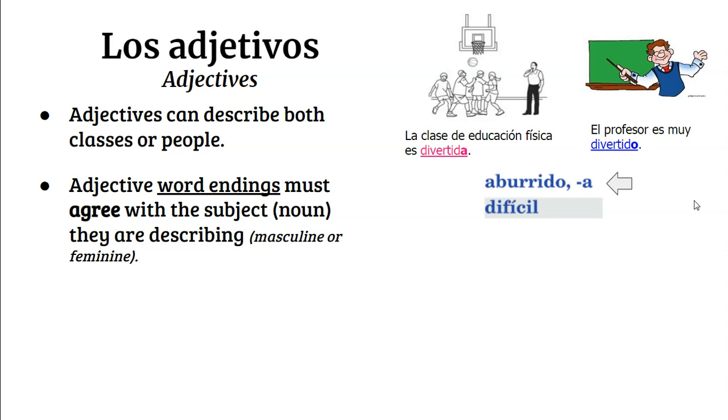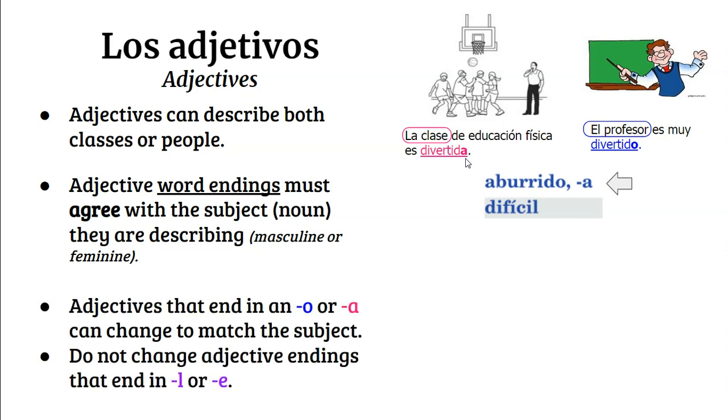La clase de educación física es divertida. How do I know that I have to end divertida with the letter A? It's because I'm describing la clase. Since la clase is feminine, divertida must be feminine as well. On the other hand, el profesor is masculine. So if I'm describing him, divertido, that he is fun, it should also be masculine.